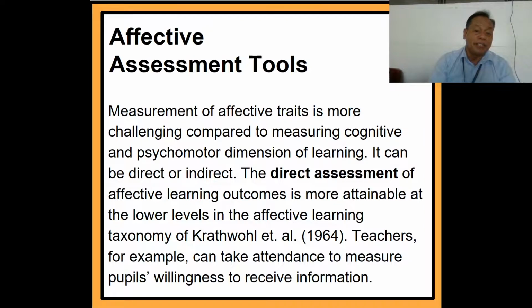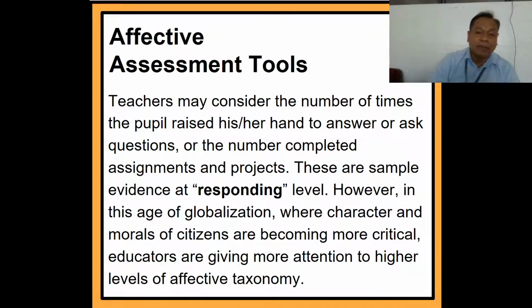The direct assessment of affective learning outcomes is more attainable at the lower levels in the affective learning taxonomy of Krathwohl and others. Teachers, for example, can take attendance to measure pupils' willingness to receive information. Teachers may consider the number of times the pupil raised his or her hand to answer or ask questions, or the number of completed assignments and projects. These are sample evidence at the responding level of the affective domain.